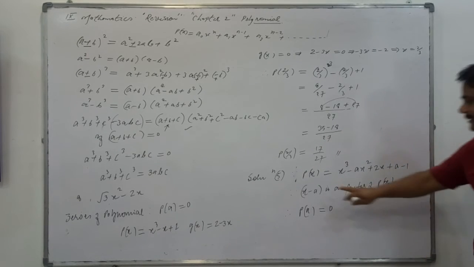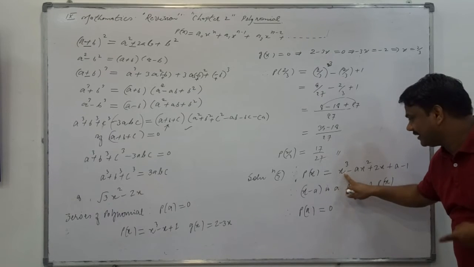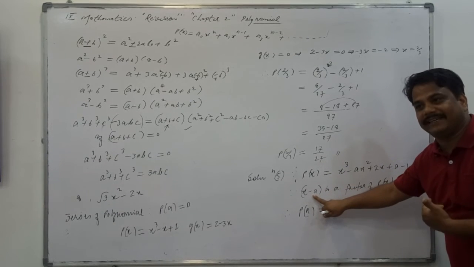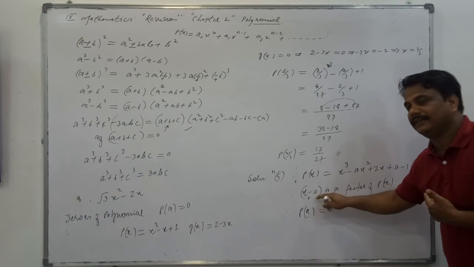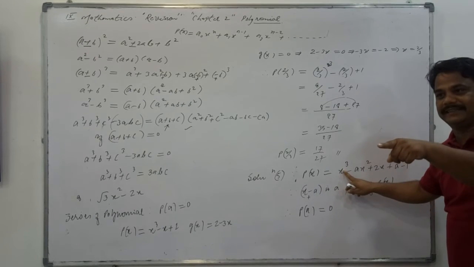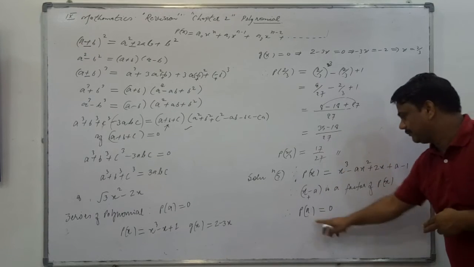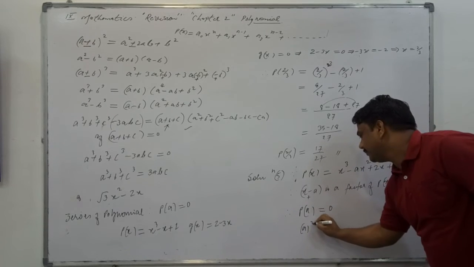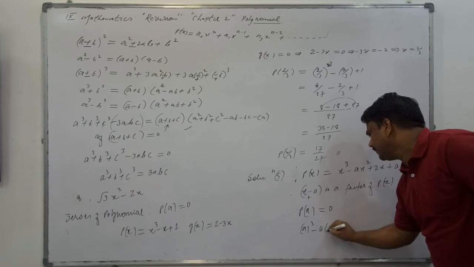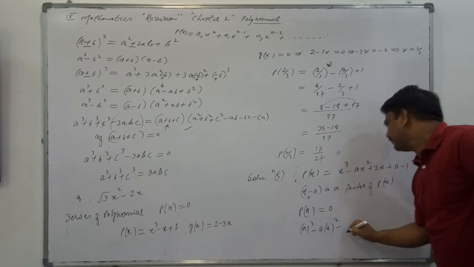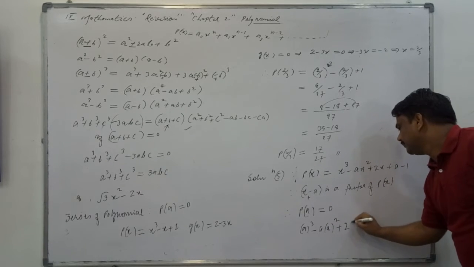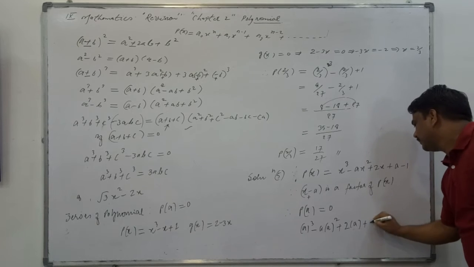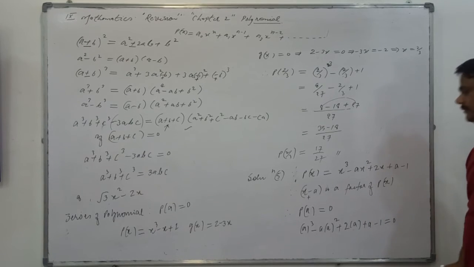This is the factor theorem. If x minus a is a factor of this, then in place of x what will you put? Plus a. If here it is plus a, then in place of x what will you put? Minus a. Is that clear or not? So p of a, what is that here? 0. So put the value in place of that. a to the power 3, next a square, next plus 2 into a, and next plus a minus 1 is equal to 0.